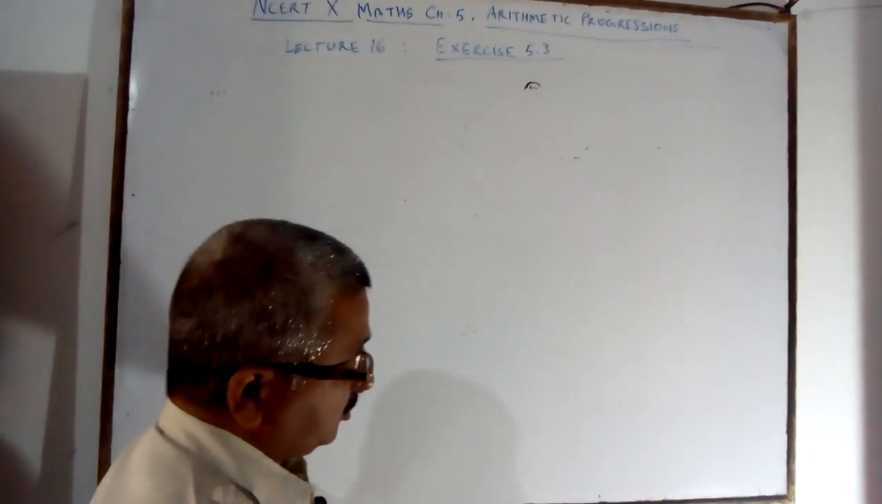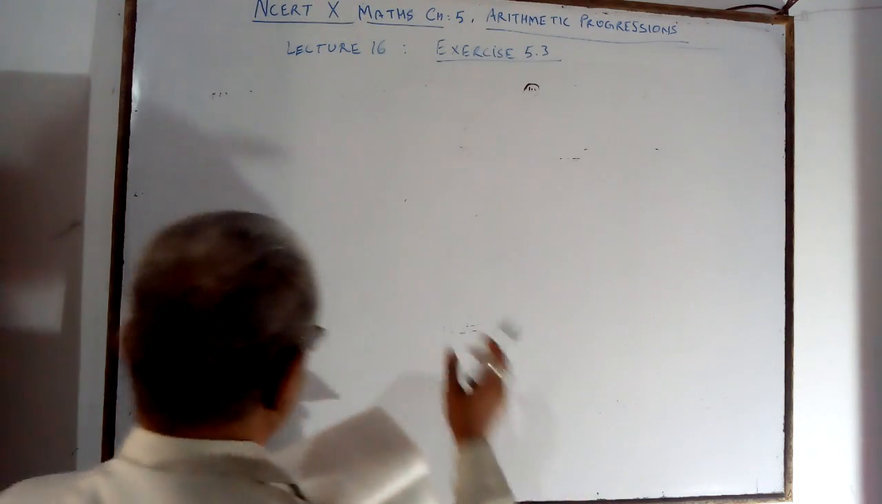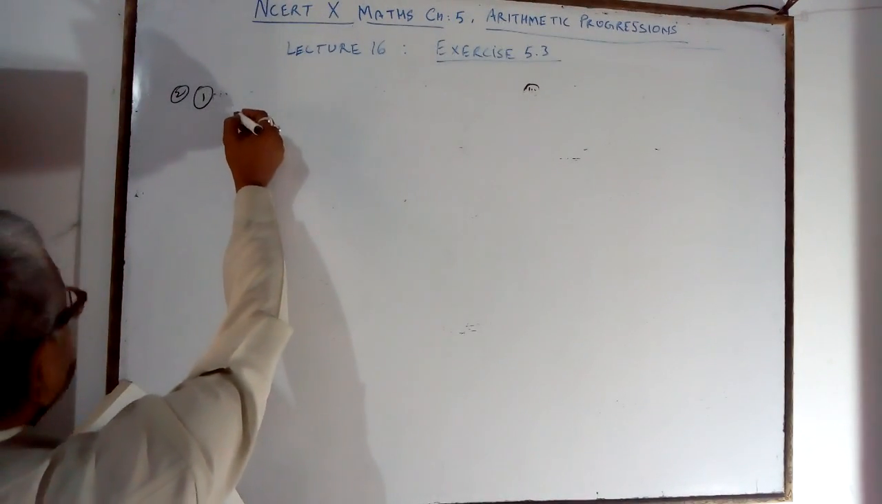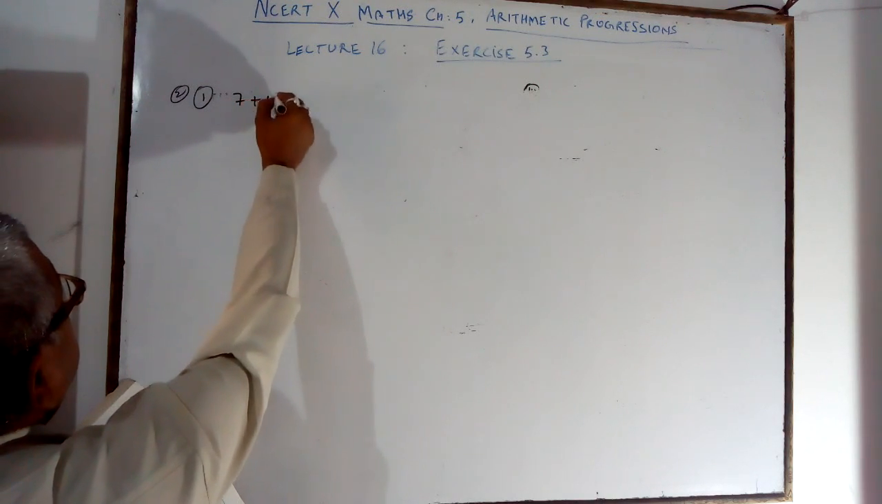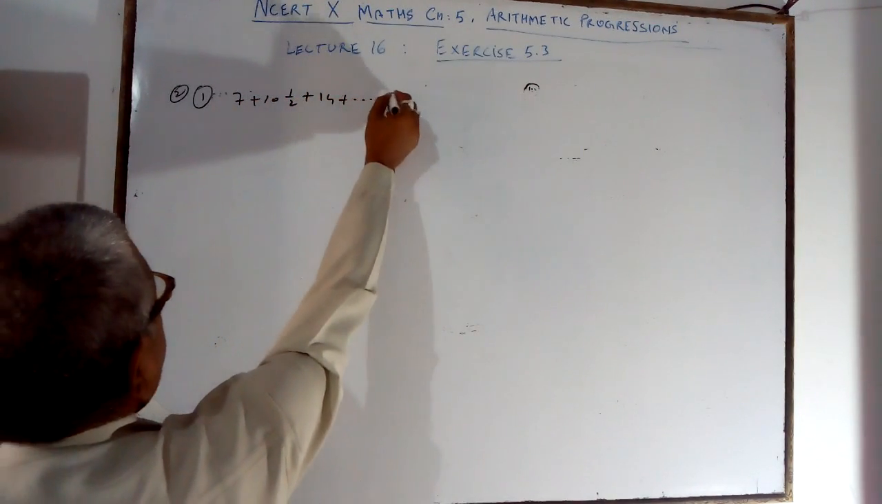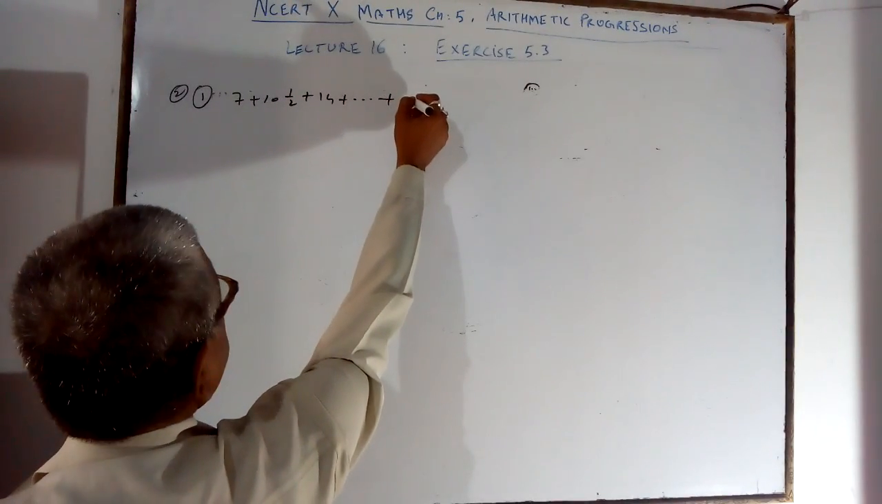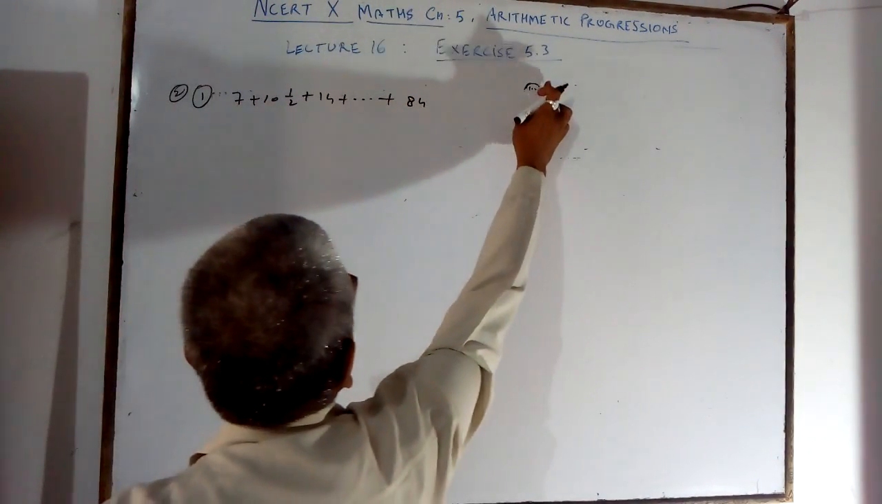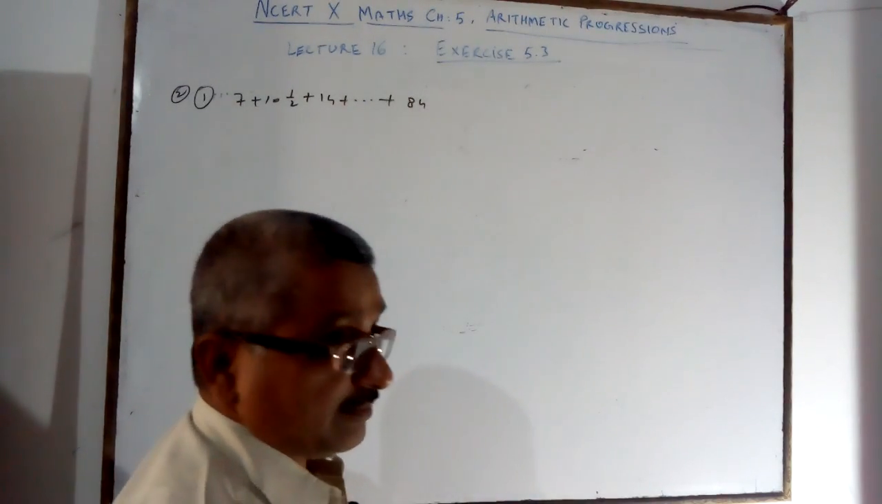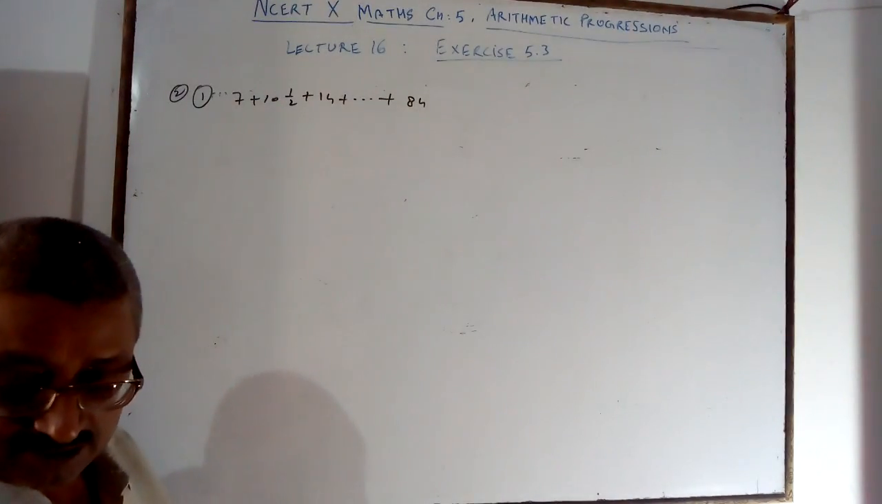In question number 2 it is given, find the sum of the given below. Here it is given 7 plus 10 whole 1 by 2 plus 14 plus dot dot dot plus the last term is 84. But it is not given to find the sum of an AP. What will you do here?